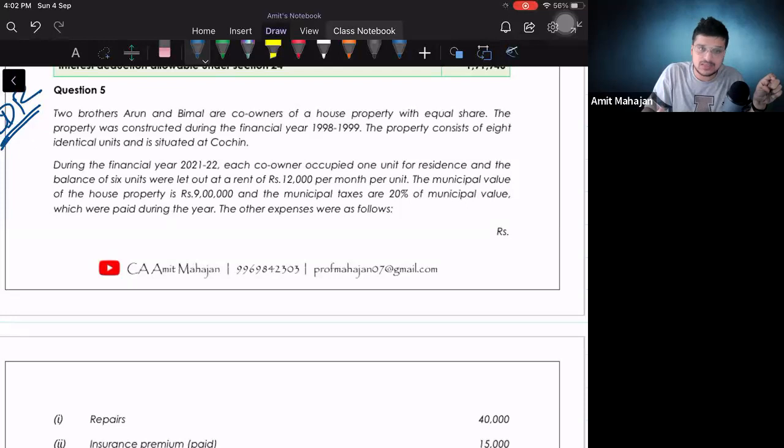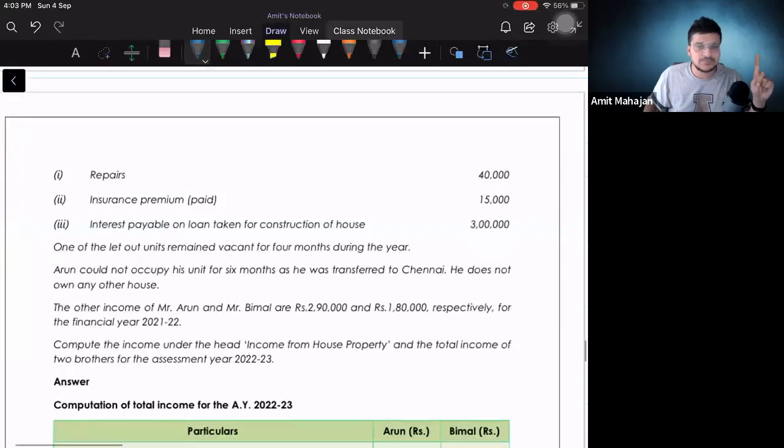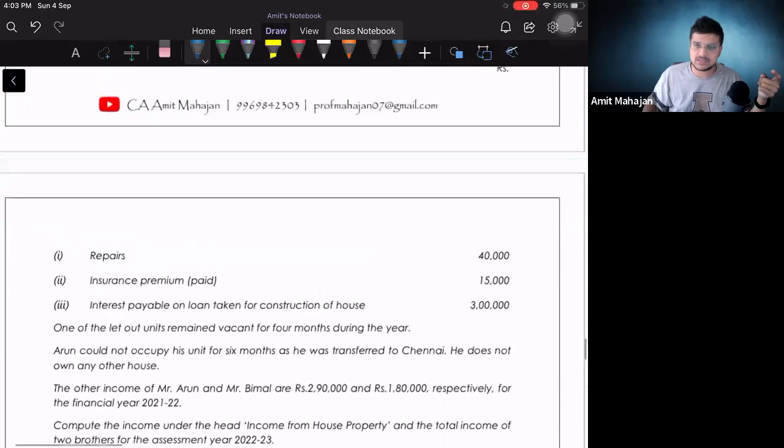Municipal value of the house property is 9 lakhs and municipal taxes are 20% of municipal value, which were paid during the year, and the other expenses were as follows. Repairs 40,000. What will I do with these repairs? They spent 40,000 towards repairs.